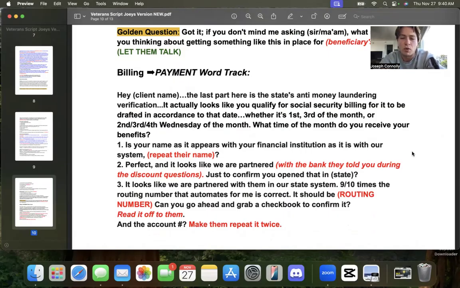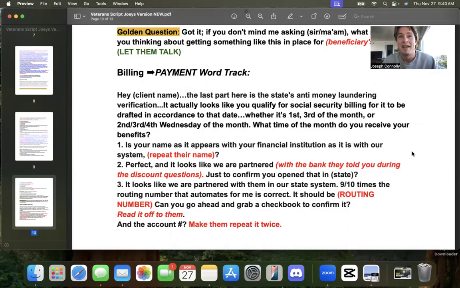And then the last part here is just the state's anti-money laundering verification. It looks like you do qualify for what's called Social Security billing, which just means it would be drafted in accordance to that date. And again, just to pause real quick, if they're under 65, don't sound like an idiot and ask this question, because they're not getting Social Security, right? But typically with final expense, they're going to be over 65, I'd say 85% of the time. So you ask it just like this. But if they're under 65, I'll say, all right, perfect, and then it looks like you do qualify for what's called veteran billing.